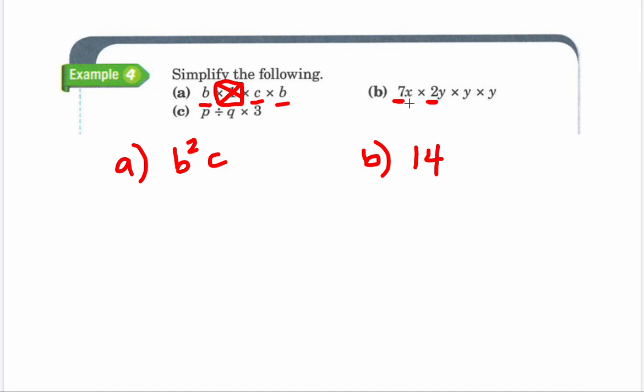And then I have x's. Let's count how many x's. There's 1 and, oh, that's it. So let's put down x. Okay, that's the variable, not the multiplication.